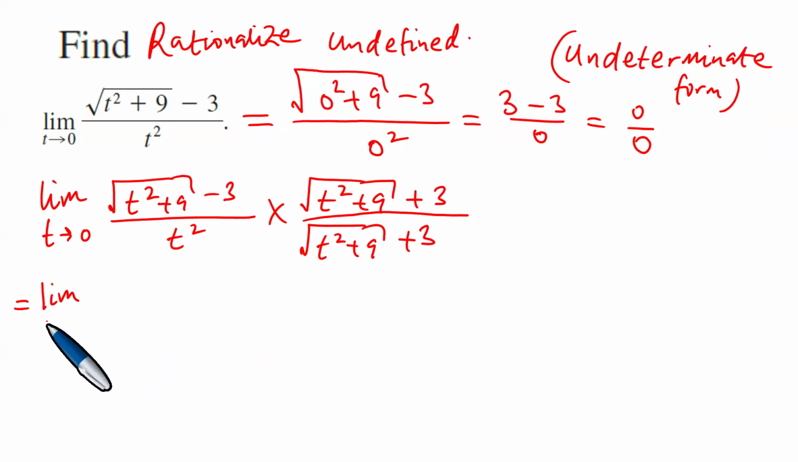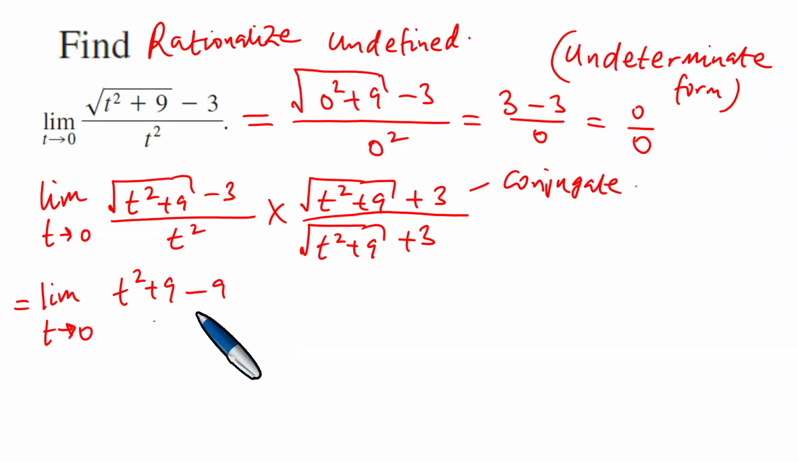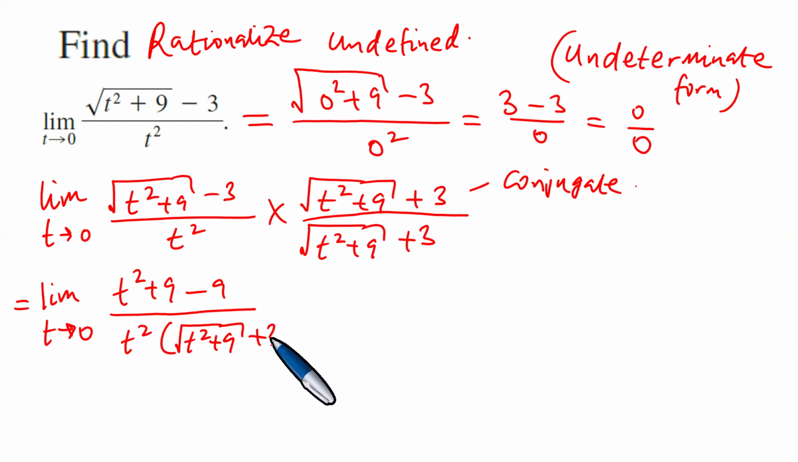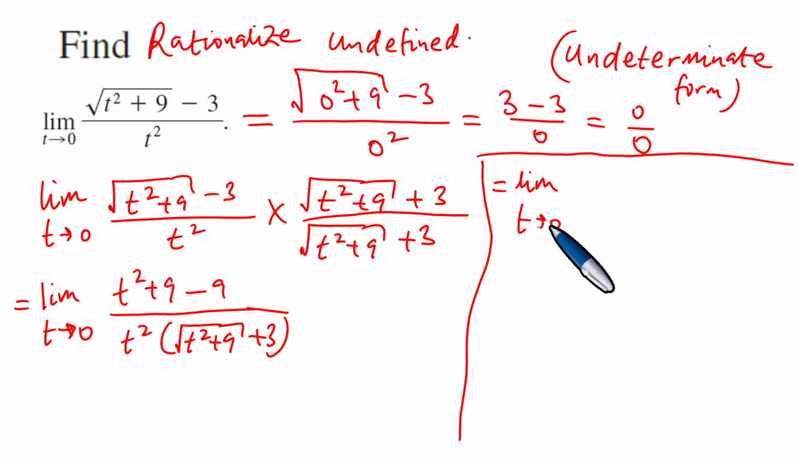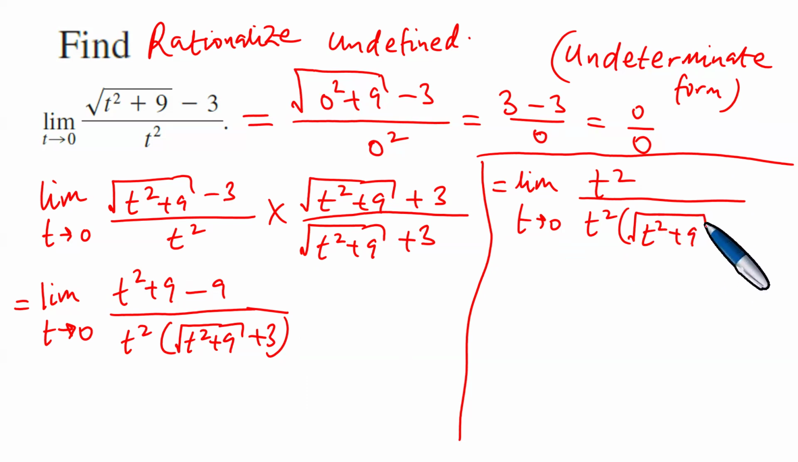Therefore this becomes the limit as t approaches 0. If we multiply by what we call the conjugate, if you multiply the square root by the square root, you get t squared plus 9 minus 9, divided by t squared times the square root of t squared plus 9 plus 3. So we continue. We take the limit as t approaches 0. 9 minus 9 is 0, giving us exactly t squared divided by t squared times the square root of t squared plus 9 plus 3.